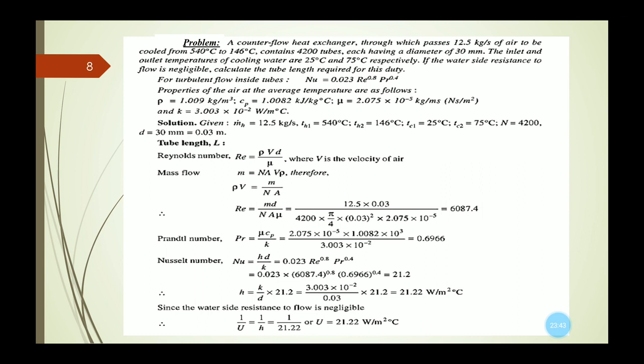So let us discuss the next numerical. It is also based on the counter flow concept, but there is something extra in this numerical.